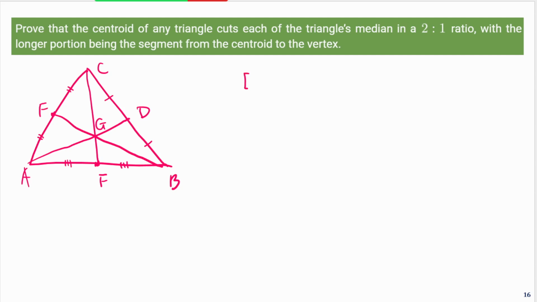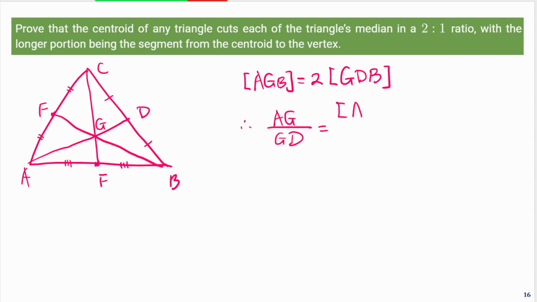We have the area of triangle AGB equals 2 times the area of triangle GDB, right? From the previous question, we know this. And these 2 triangles share an altitude from B to bases AG and GD, right? Therefore, we have AG over GD equals the area of AGB over the area of GDB, and this ratio is 2, right?